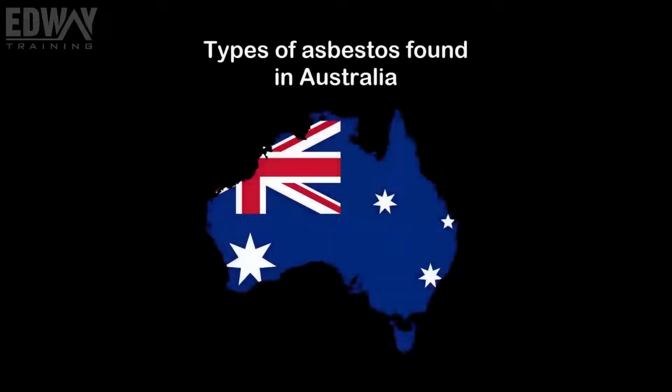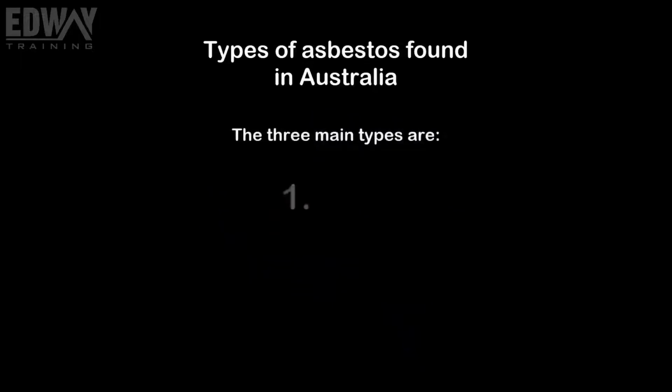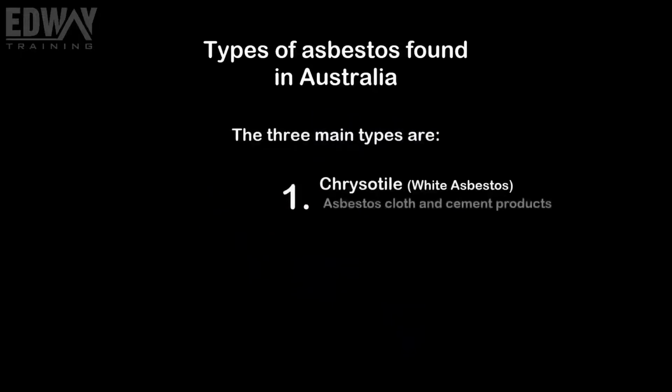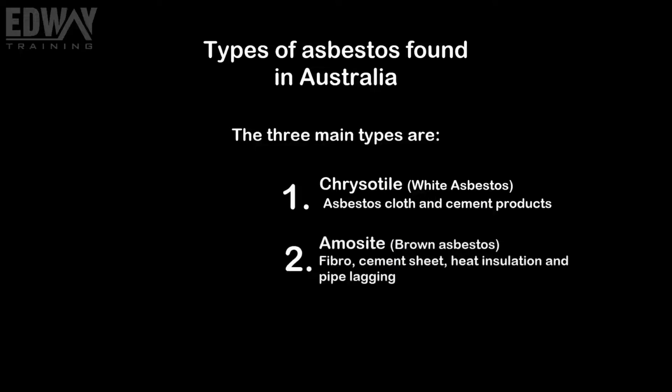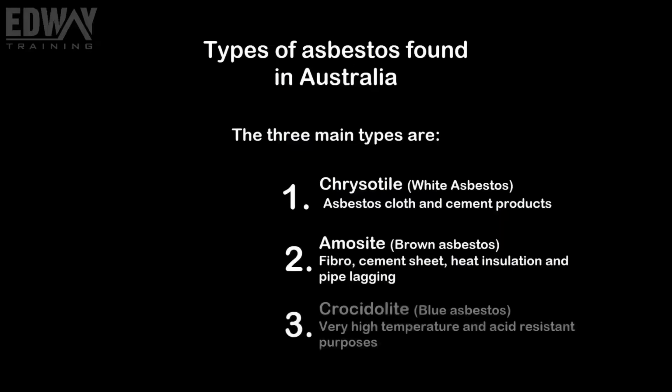In summary, types of asbestos found in Australia. The 3 main types are: number 1, Chrysotile, white asbestos, asbestos cloth and cement products. Number 2, Amosite or brown asbestos, fibro cement sheets, heat insulation and pipe lagging. And 3, Crocidolite or blue asbestos, very high temperature and acid resistant purposes.